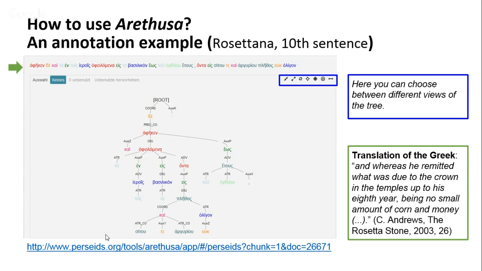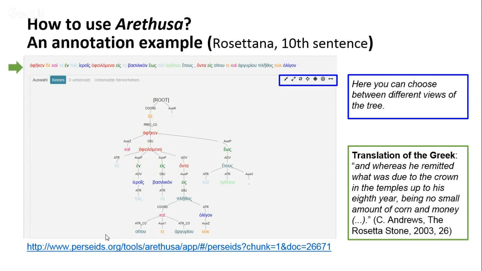Now I want to show you a digital tool for the graphic visualization of a coded text. The Aretusa tool is a part of the above-mentioned Perseids platform. On this slide, you see one example of how tree banking of one sentence could look. It is a sentence of the Greek part of the Rosetta Stone. The whole text was a test case done by Giuseppe Celano from the Digital Humanities Chair at Leipzig.